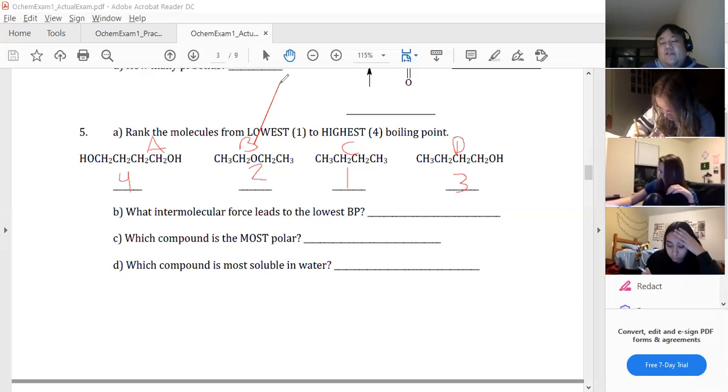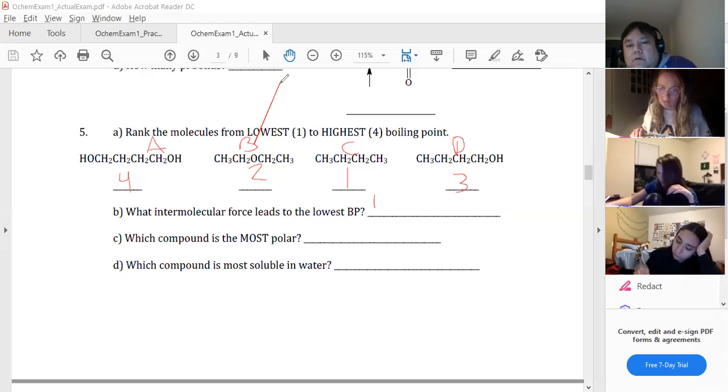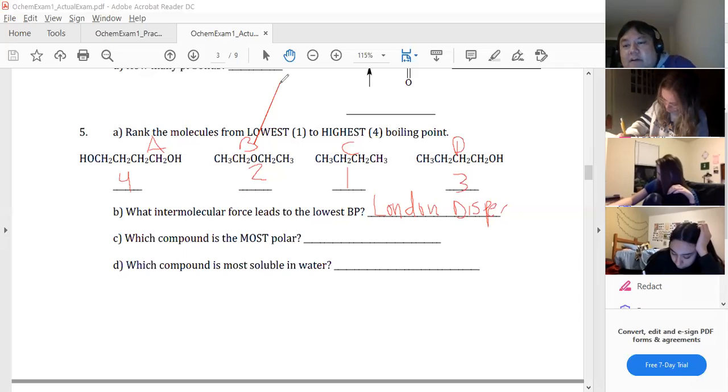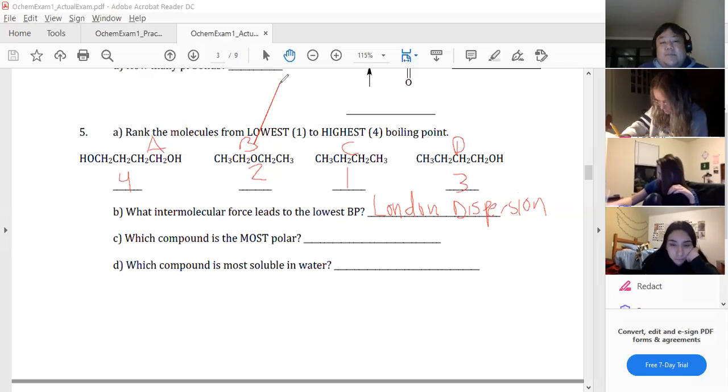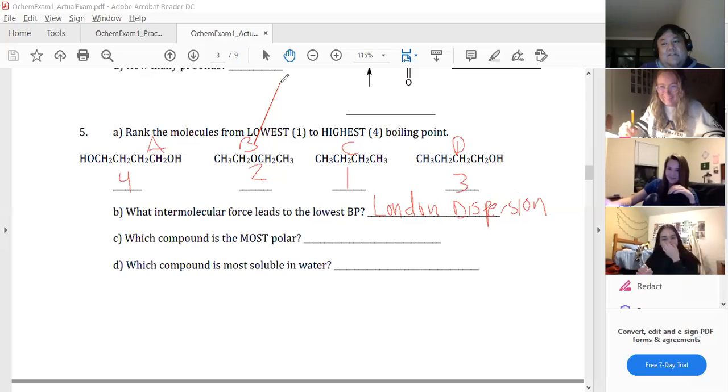All right, B, what intermolecular force leads to the lowest boiling point? And I just told you. London dispersion. If you only have carbons and hydrogens, your only intermolecular force is London dispersion. If I was to ask you which intermolecular force leads to the highest boiling point, you would tell me? Hydrogen bond. Say it with conviction. Hydrogen bond. There you go.